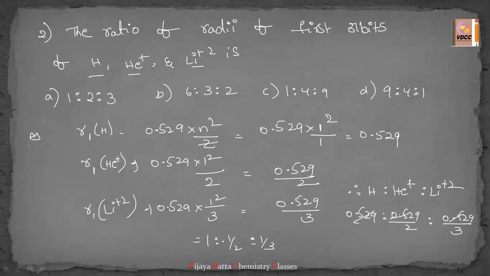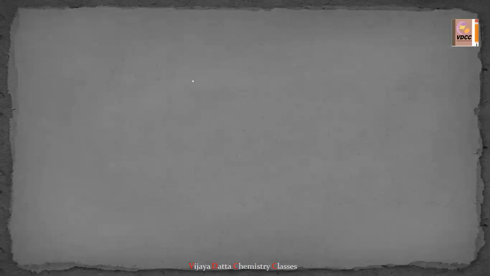You can take the LCM of this. By taking the LCM, we get 6, so the ratio is 6 is to 3 is to 2. This is the answer, so I will go with the second option. This is the process to do the radius problem when they have given it. One more energy problem we will do here. Let us see the next problem, the third one.